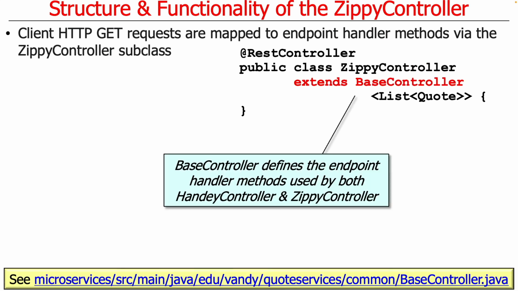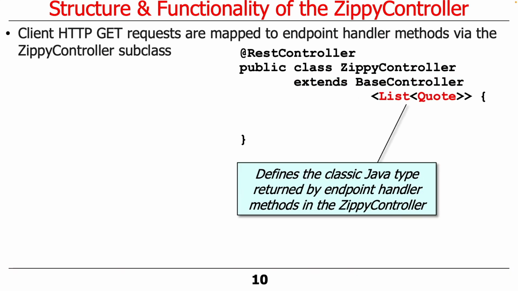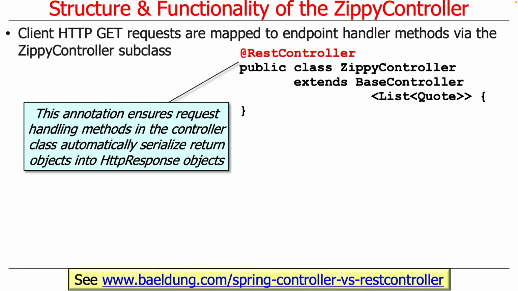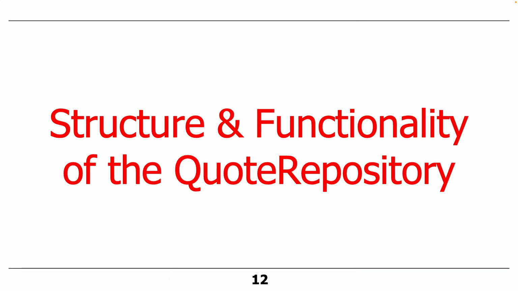But basically, ZippyController extends the base controller and is parameterized by a list of quotes. You'll see why we parameterize the return type when we take a look at an upcoming example that will switch from using classic Java types like lists or maps to reactive types like fluxes. And so being able to parameterize this helps us with code reuse. So again, pretty much the same.